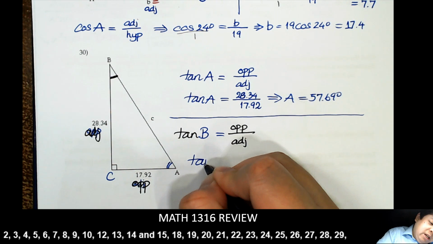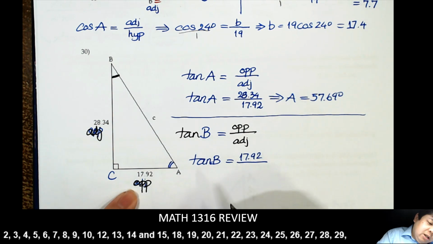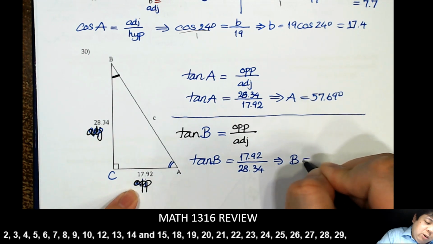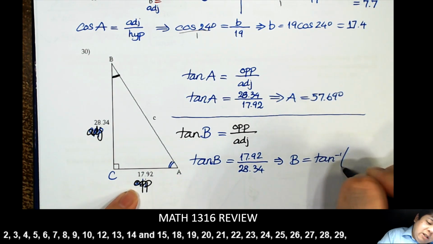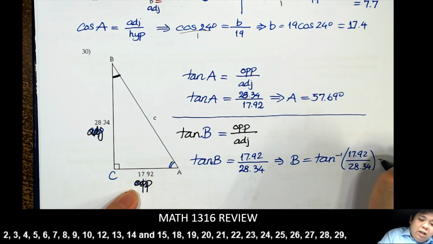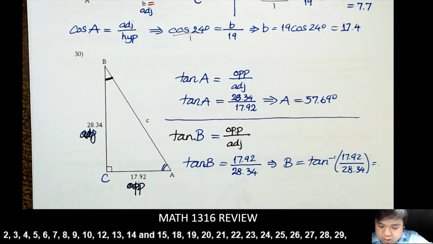So tangent of B is equal to opposite over adjacent. So B is equal to tangent inverse of 17.92 over 28.34. I'll let you finish this one. But if we do it this way, we use whatever is given. We will be better than the approximation we have along the way. Right. So that is 30.